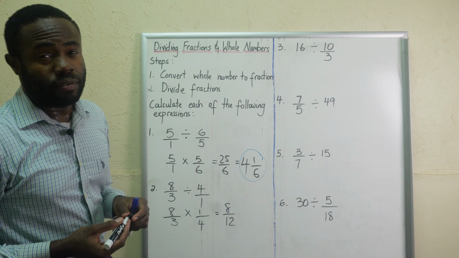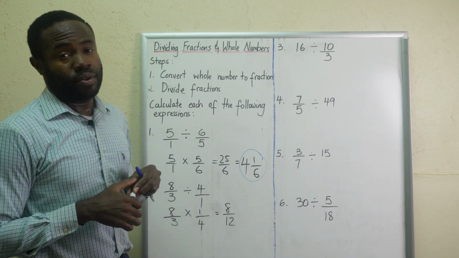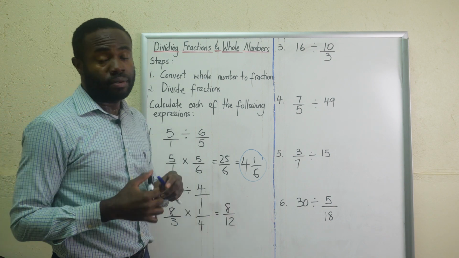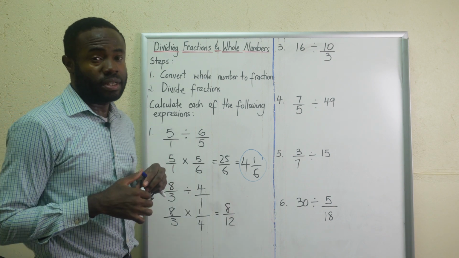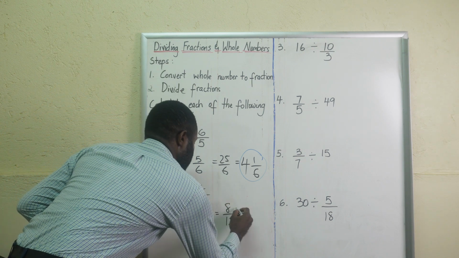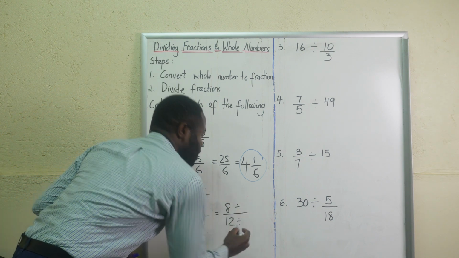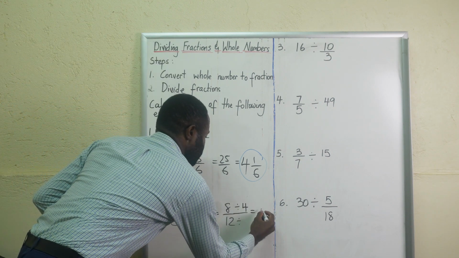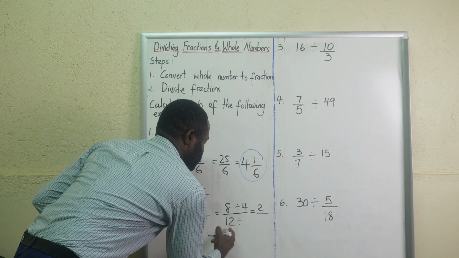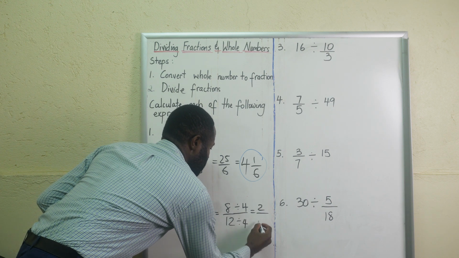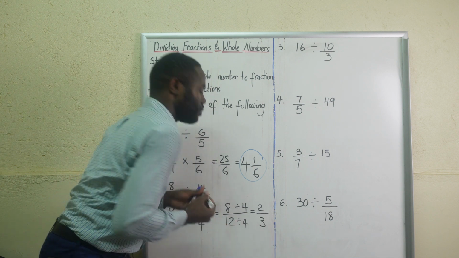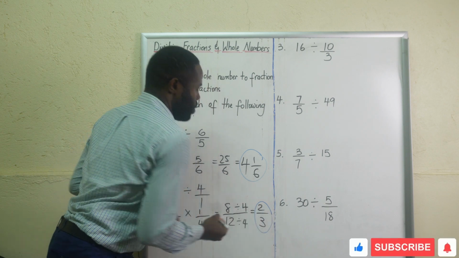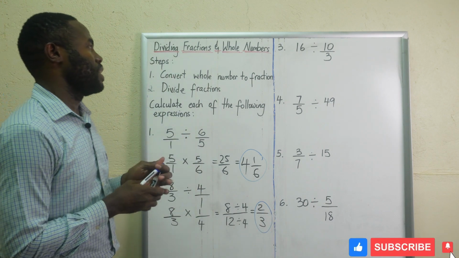Here we have 8 over 12, which can be reduced. So you need to identify the highest common factor of 8 and 12. Now, the highest common factor of 8 and 12 would be 4. So we're going to divide both the numerator and denominator by 4. So it's 8 divided by 4, which will give you 2. And then 12 divided by 4 as well, which will give you 3. So your final answer for the second question is 2 over 3, or 2/3.